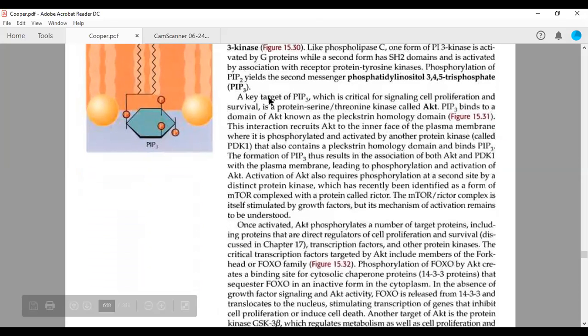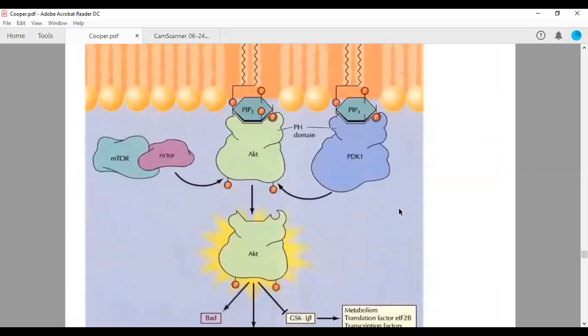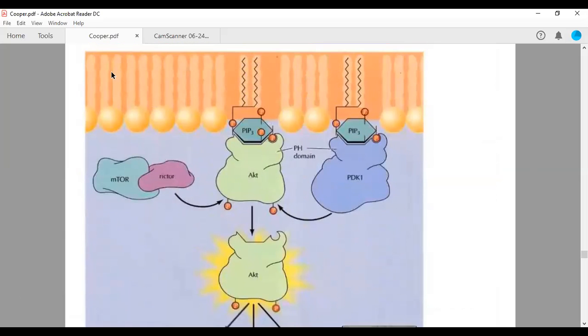Now, the key target of PIP3, which is critical for signaling cell proliferation and survival, is a protein serine threonine kinase called AKT. Now come to this particular diagram and see here. This is what will happen when PIP2 is converted into PIP3. It will interact with another protein kinase, protein kinase B. This AKT you can write here. This AKT is protein kinase B.